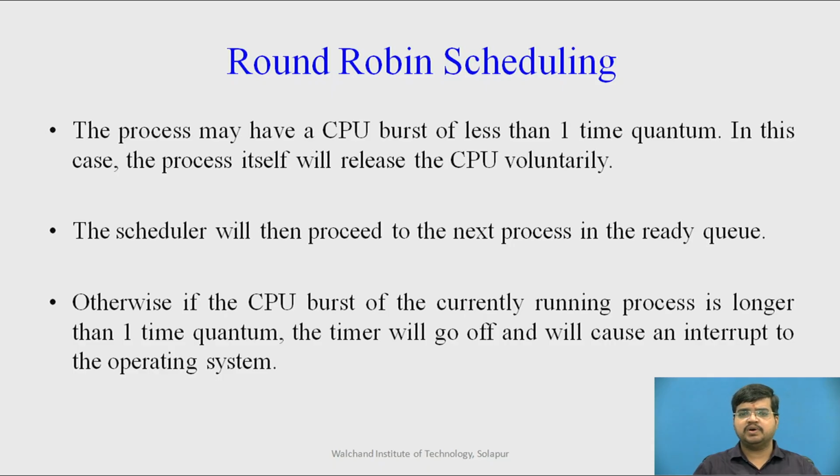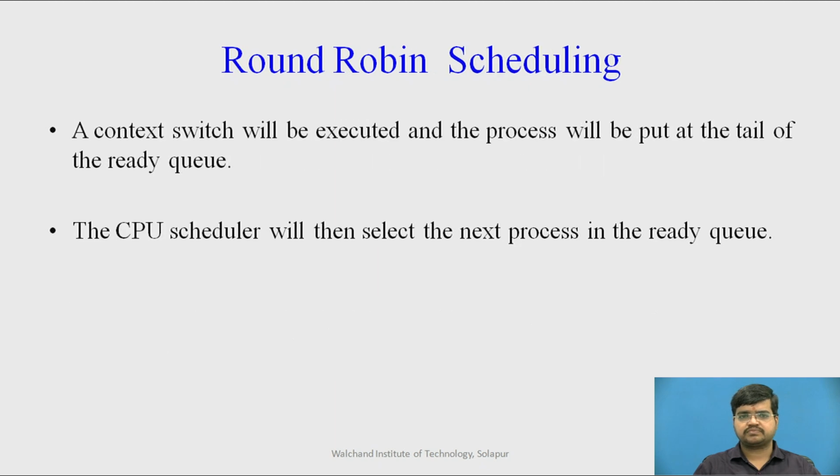Otherwise, if the CPU burst of the currently running process is longer than one time quantum, the timer will go off and will cause an interrupt to the operating system. A context switch will be executed and the process will be put at the tail of the ready queue. The CPU scheduler will then select the next process in the ready queue.